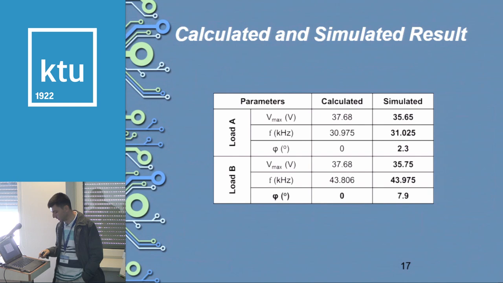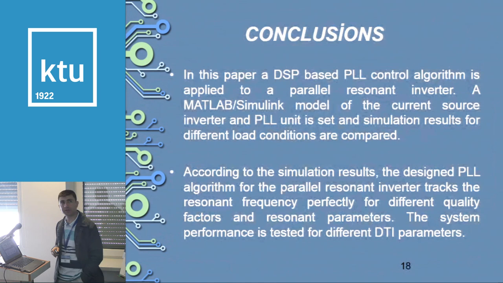As a result, in this paper we used a DSP controlled PLL algorithm built with a MATLAB Simulink module. According to the simulation and calculation results, the designed PLL algorithm for the parallel resonant inverter tracks the resonant frequency perfectly for different quality factors and resonant parameters. The system performance is tested for different discretized integrated modules, and we show that it can be accomplished for different load conditions.